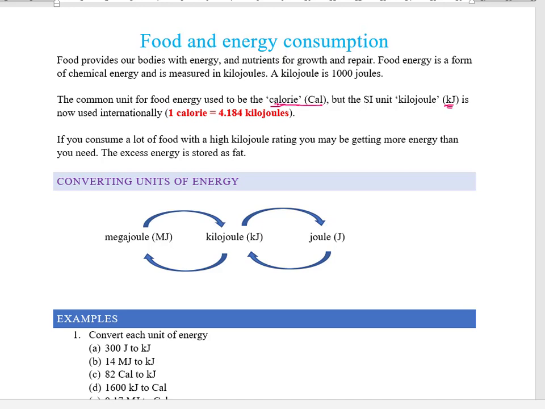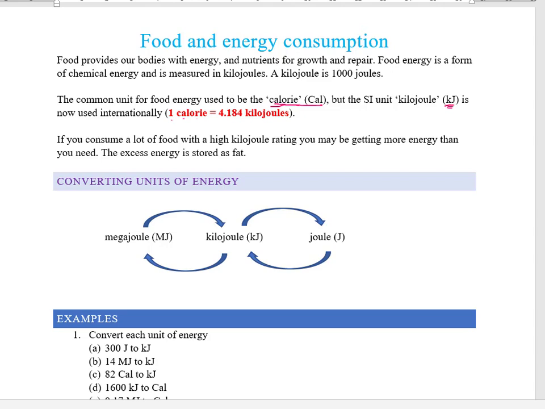And most packaging in Australia has the energy consumption in kilojoules. And there is one thing we need to know, that 1 calorie is equal to approximately 4.184 kilojoules. So we all know that if you consume a lot of food with a high calorie rating, you may be getting more energy than you need. And this excess energy is stored in fat.